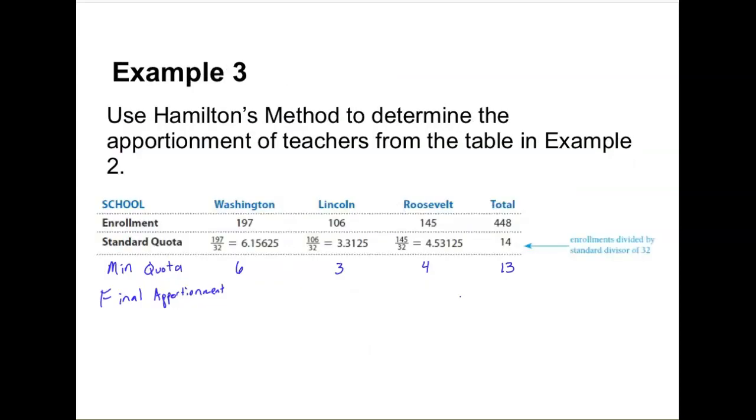Yeah, Roosevelt, right? So if we took off the minimum quota from Roosevelt, we'd just be looking at 0.53125, which is larger than either of the other fractional remainders. So Roosevelt gets the extra teacher. So the final apportionment would be 6, 3, 5, distributing our total of 14 teachers. And that checks out.